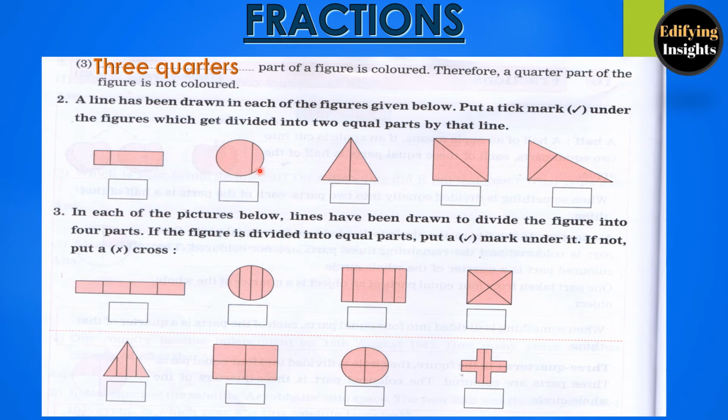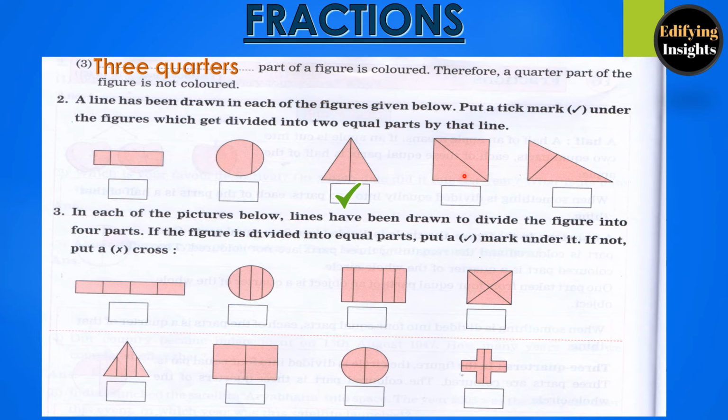There is a line inside it, but the line does not divide the circle into 2 equal parts, so we leave it. Here we have a triangle. There is a line in the center, and the line divides the triangle into 2 equal parts, so it shows half of the triangle, so we tick.